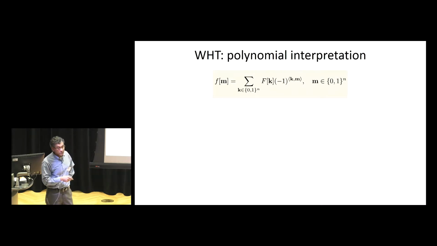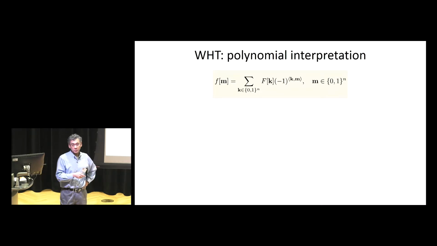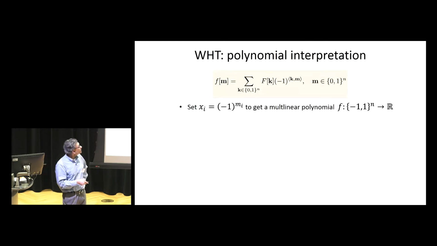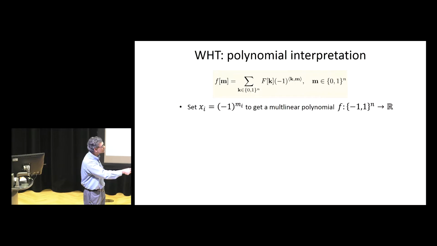So what is the WHT? It's useful to look at the polynomial interpretation, just like we did for the DFT. So this is the WHT relation. The m and k are binary indices. They go 0 and 1, and they're n long because it's n-dimensional. And it's helpful to map the -1 to the m_i to the variable x_i to get a multilinear polynomial. And this is called a pseudo-Boolean function. It goes from {-1, 1}^n, the Boolean space, to a real value.